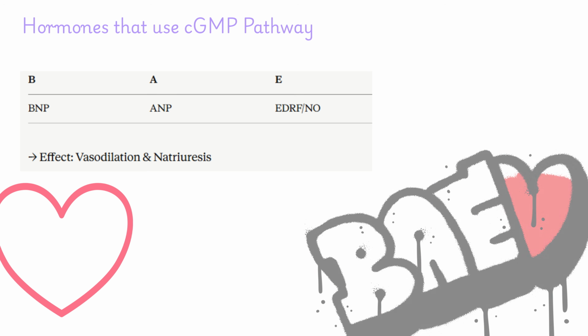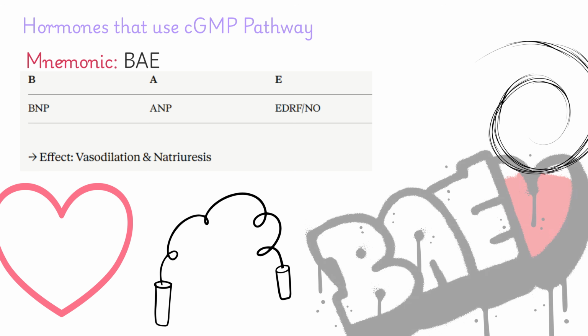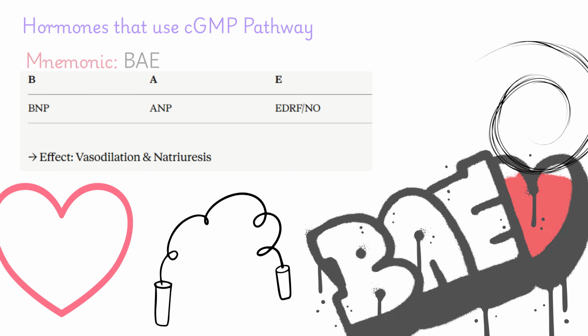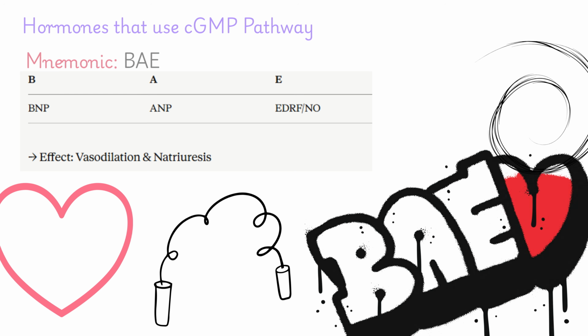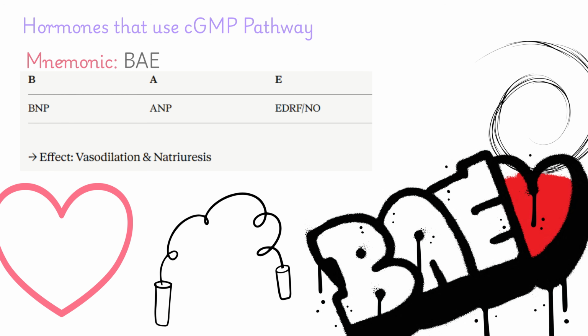Now our last but very important pathway is cGMP pathway. The mnemonic is BAE. B is for BNP, brain natriuretic peptide. A is for ANP, atrial natriuretic peptide. E is for endothelial-derived relaxing factor, which is nitric oxide NO. So whenever you hear BAE, think about the cGMP pathway.